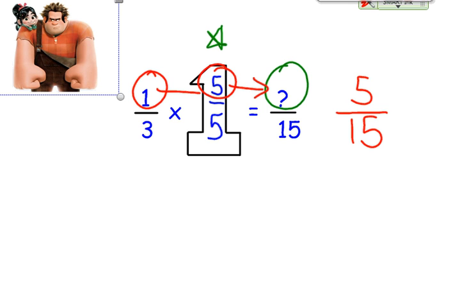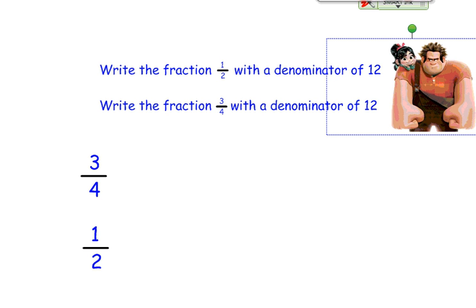Pretty cool, huh? I guess. More math? Yeah, we got one more sample problem. Let's just do it. All right?